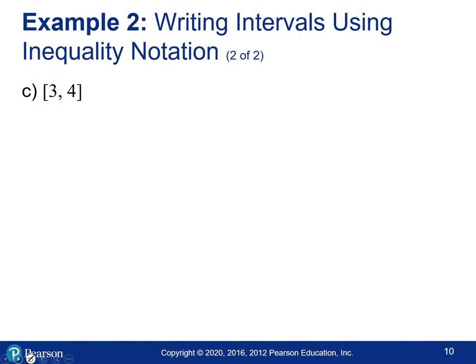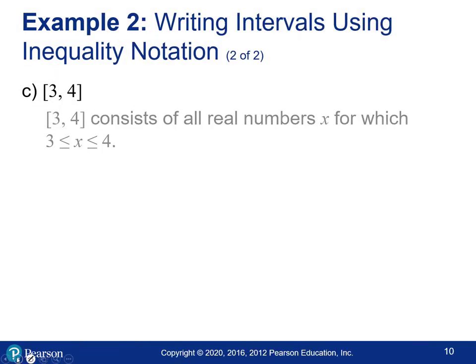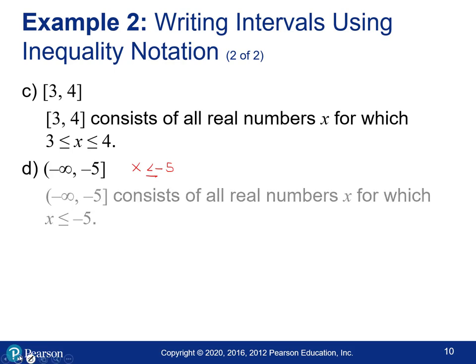How about this one? 3 to 4. So we have x is greater than or equal to 3 because of the bracket, and less than or equal to 4 also because of the bracket. So x is between 3 and 4. And this one, it says negative infinity until -5. So anything less than -5 is what we want. So we want -5, but anything less than that is what we're looking for. So x is less than -5, but also can equal -5 because of the bracket.